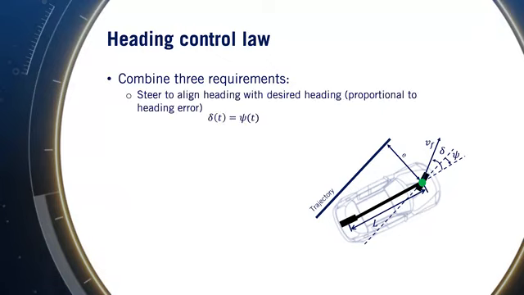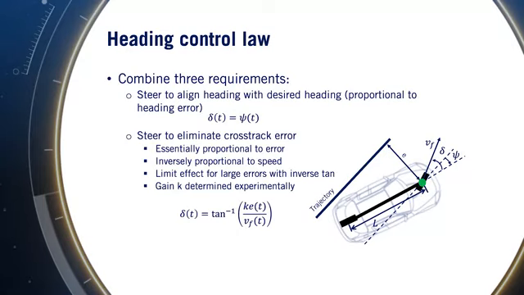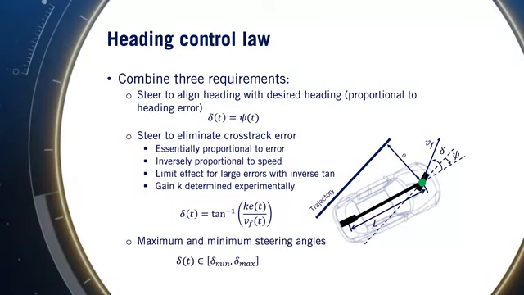First, to eliminate heading error relative to the path, the steering angle is set equal to the heading directly. Then, to eliminate cross-track error, a proportional control is added whose gain is scaled by the inverse of the forward velocity. The control is then passed through an inverse tan function which maps the proportional control signal to the angular range of -pi to pi. And finally, the steering angle command is capped to fall within the minimum and maximum steering angles delta min and delta max, which are usually symmetric about 0.